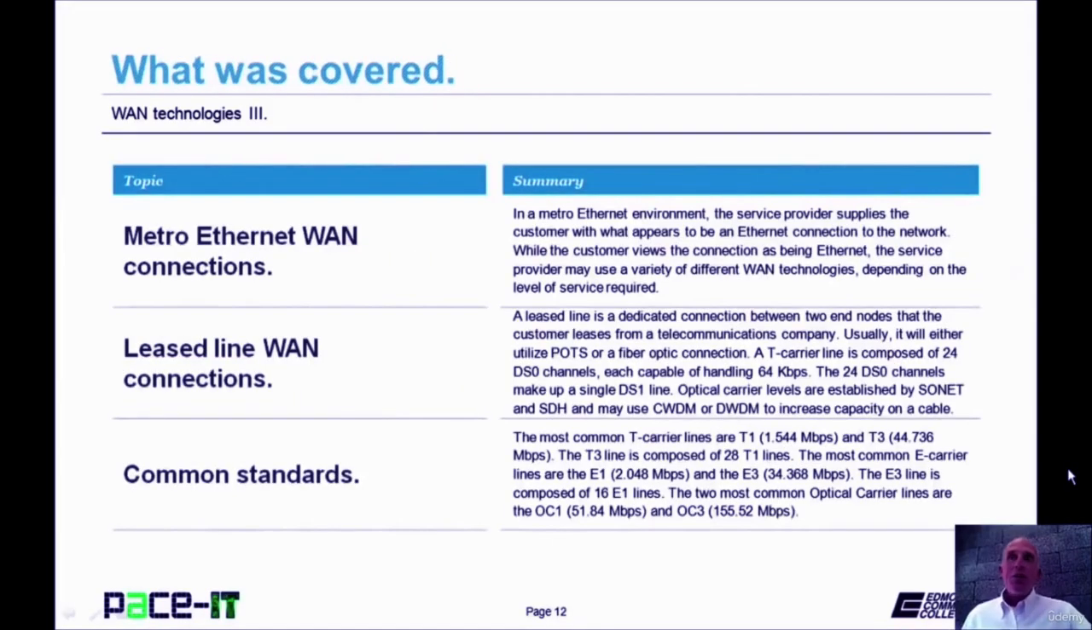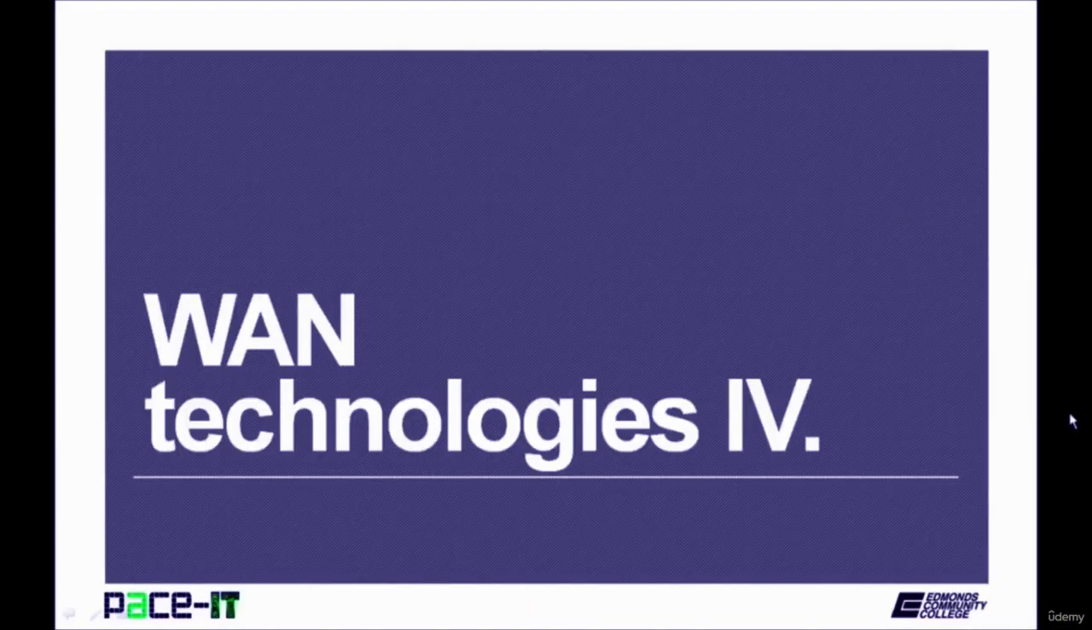Now that concludes this session on WAN Technologies Part 3. I briefly discussed Metro Ethernet WAN connections, and then I went on to a discussion about leased line WAN connections, and then I briefly mentioned some common standards.